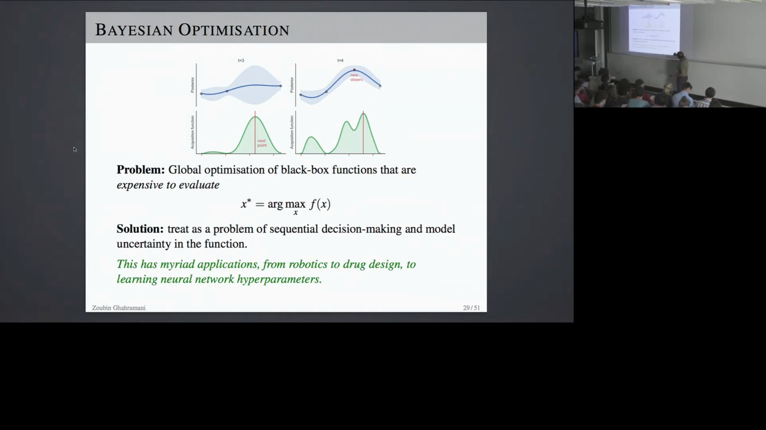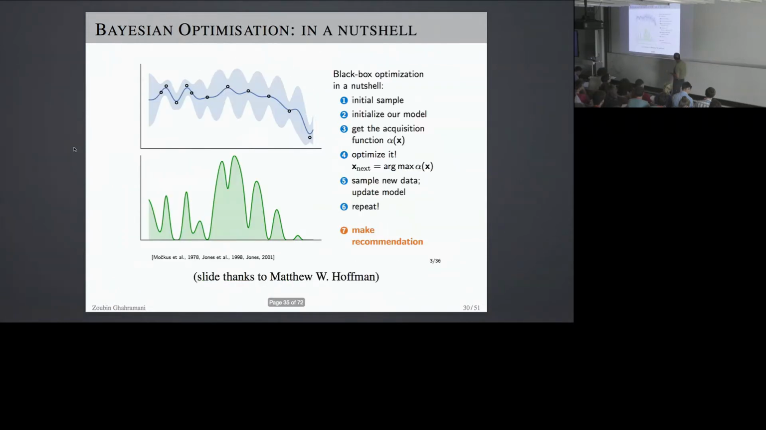So in more detail, what does this actually involve? Well, here is Bayesian optimization in a nutshell. This is a slide my former postdoc, Matt Hoffman, produced, so thanks to him. But it very nicely describes what's going on.